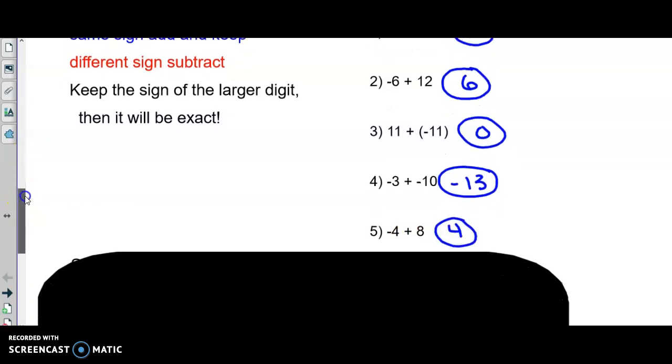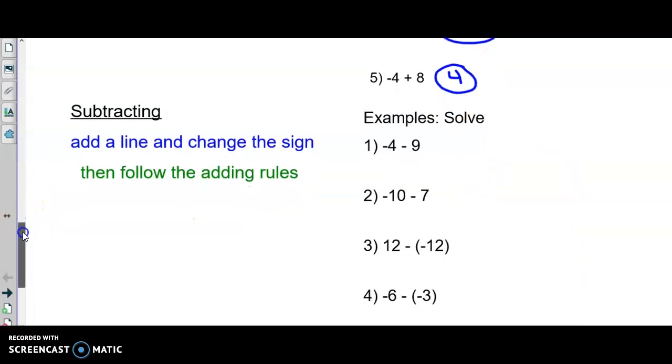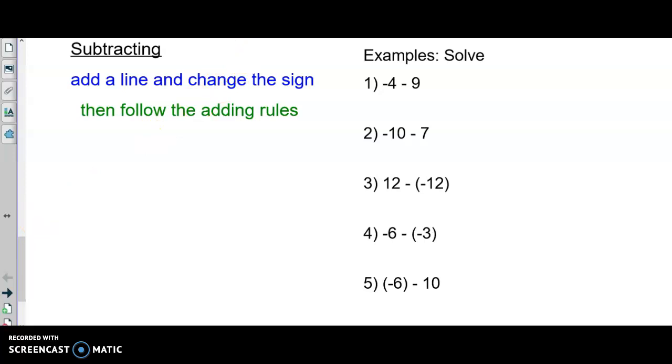Okay, let's take a look at some examples of subtracting. So the rule for subtracting integers is you want to add a line and change the sign. So -4 minus 9, we're going to add a line here. And then we're going to change the sign from +9 to -9. I'll rewrite it. -4 plus -9.